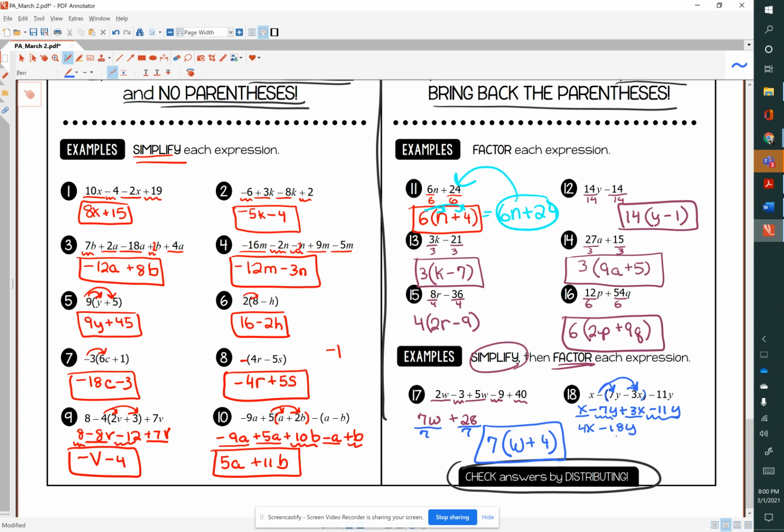Now we factor. The largest number that these two numbers, 4 and 18, can be divided by is 2, because 4 is not a factor of 18. So 4x divided by 2 is 2x, and negative 18y divided by 2 is negative 9y. So our final answer, 2 times the quantity of 2x minus 9y.